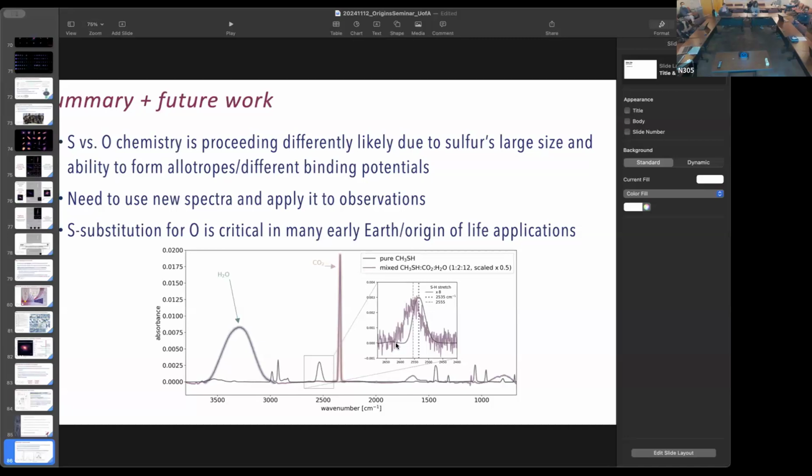I think methyl mercaptan to methanol in the gas phase is around 0.01 to 0.2. So I think it should be somewhat detected, but we're not seeing even H2S, for example. So it's a little bit surprising, and I don't know how well we can translate gas phase ratios to ice.